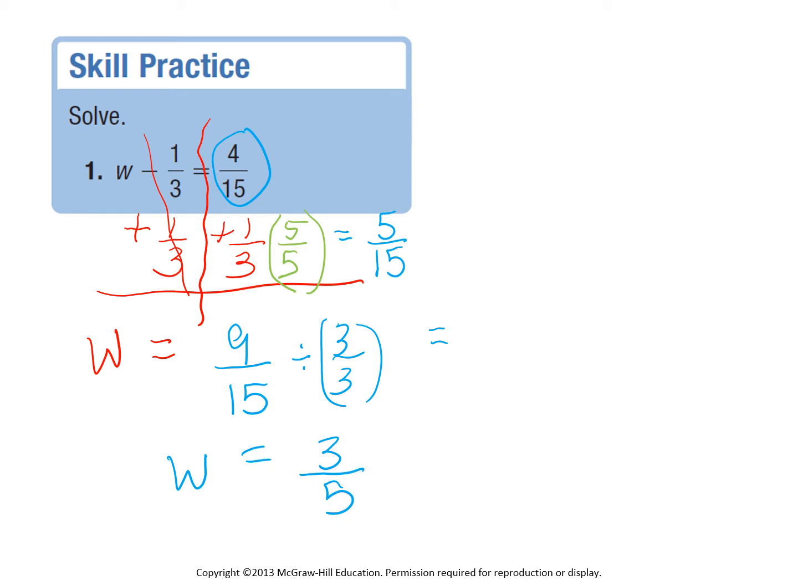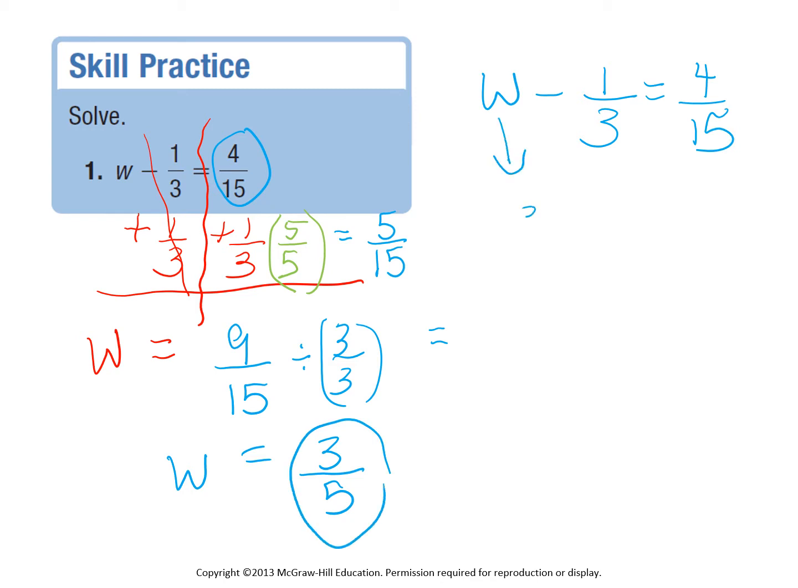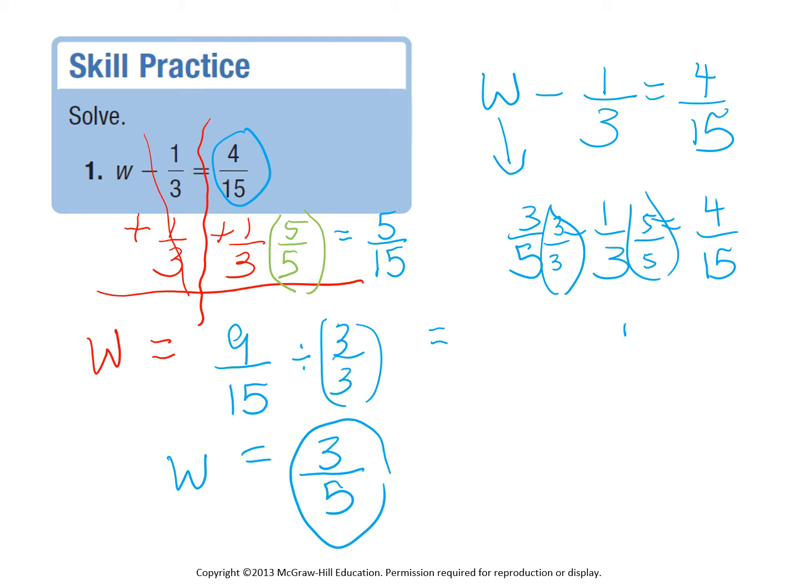Now I can check this by plugging my solution 3/5 into my equation to make sure it satisfies the equation. So if I replace W with 3/5 and subtract 1/3, I should get 4/15. So 9/15 minus 5/15 gives me this balance statement of 4/15, so that checks.